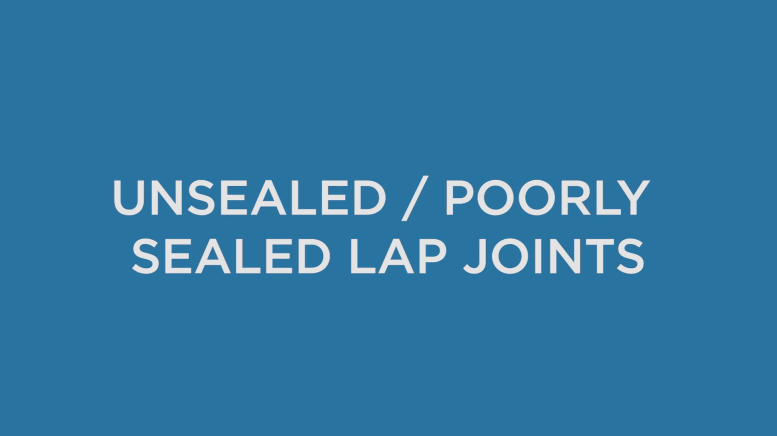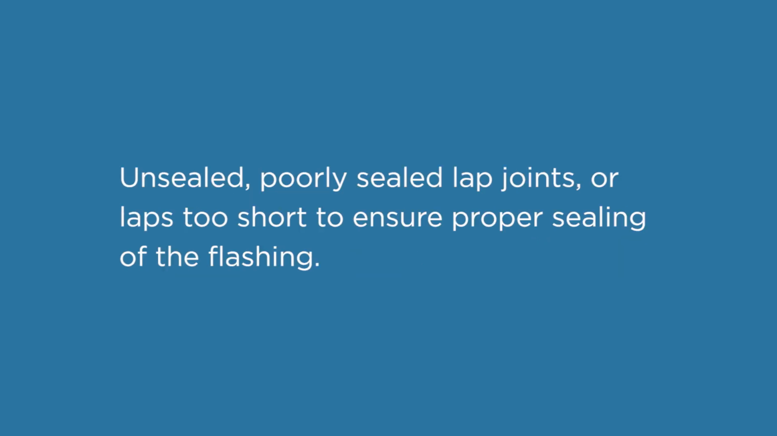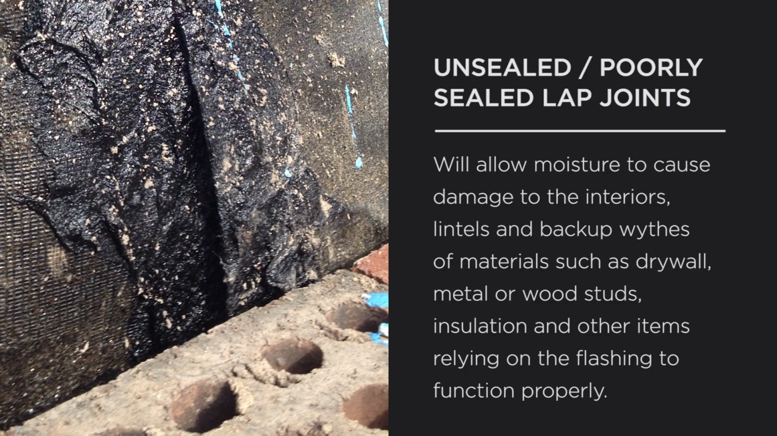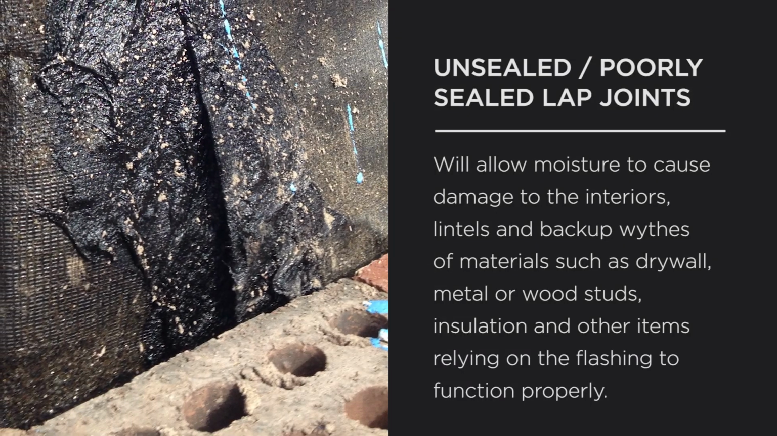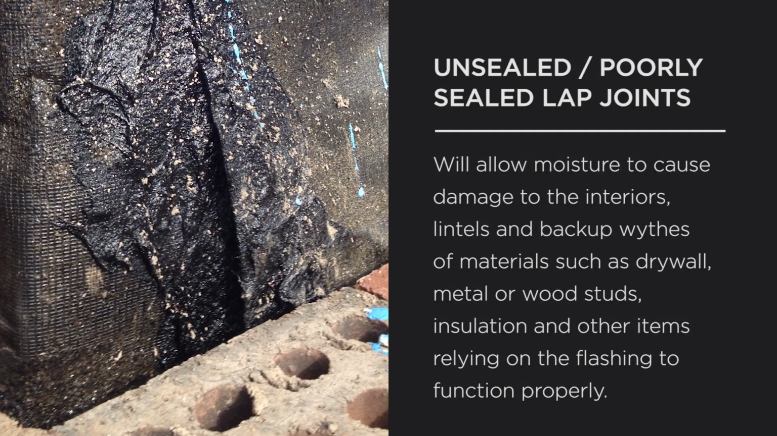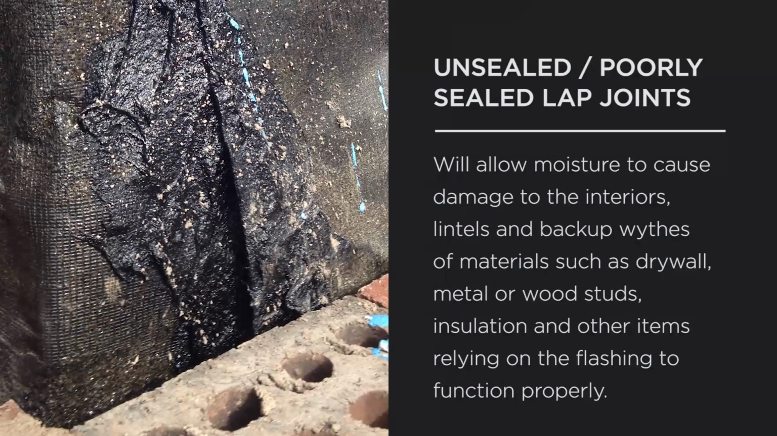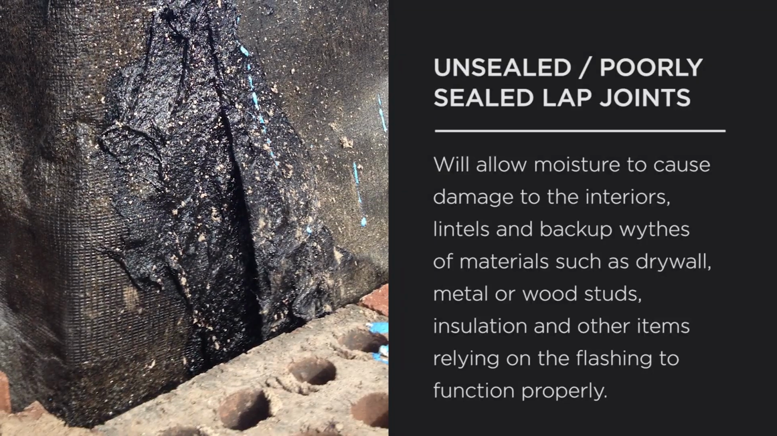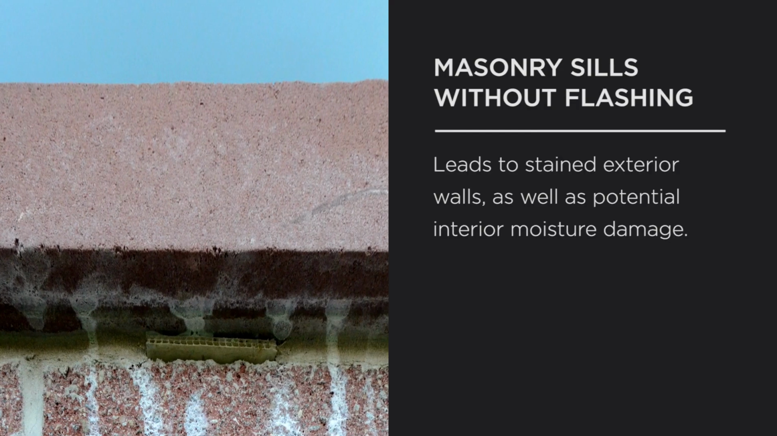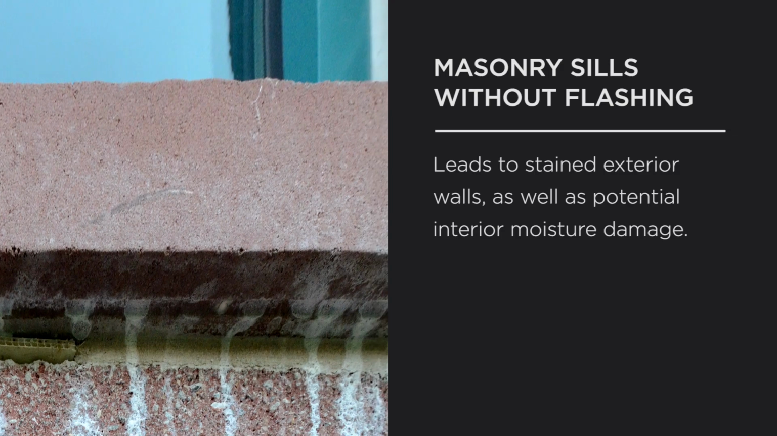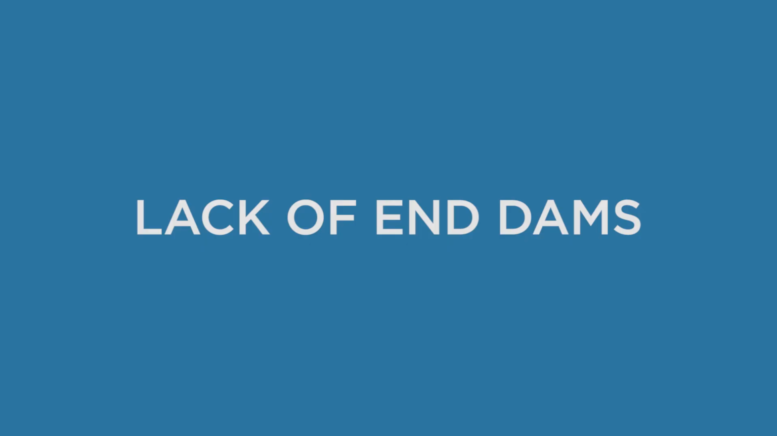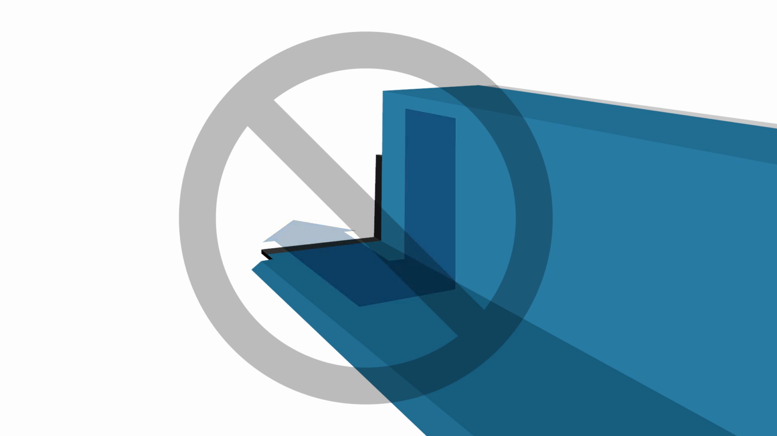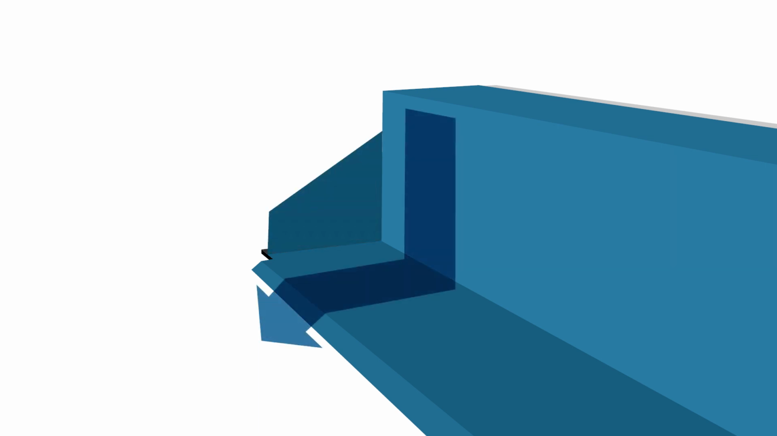Unsealed, poorly sealed lap joints, or laps too short to ensure proper sealing of the flashing are going to allow moisture to cause damage to the interiors, lintels, and backup widths of materials such as drywall, metal or wood studs, insulation, and other items relying on the flashing to function properly. Masonry sills without flashing lead to stained exterior walls, as well as potential interior moisture damage. Lack of end dams at opening flashing terminations, control expansion joints, and wall terminations will likely allow moisture to seep toward and around window and door mullions, lintels, and interior spaces.